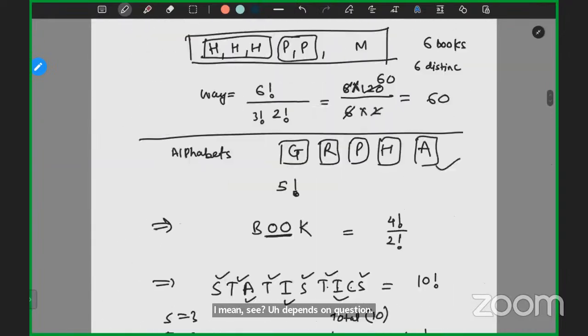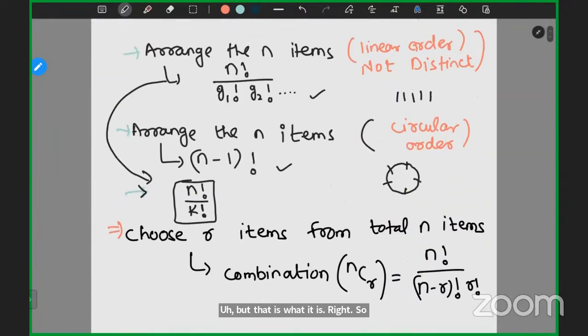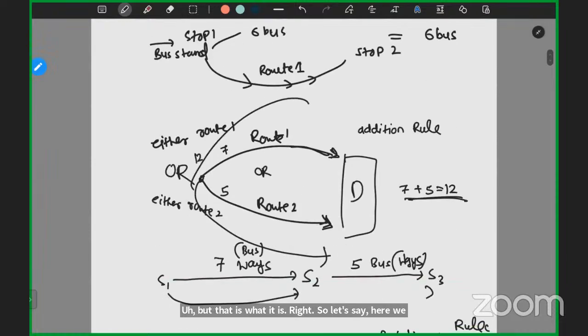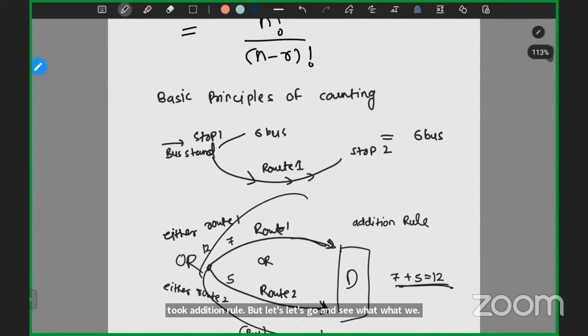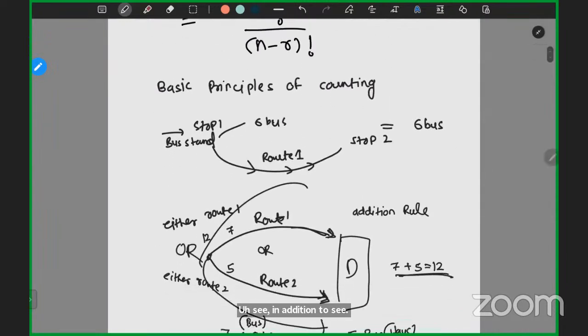So let's say here we took the addition rule. Let's go and see what we see in the addition rule. See, what I took is one route and another route, right? I can go either this way or this way. So is it simultaneous? No, simultaneous I think has a different meaning. Then I need two people, one going from this route and another going from that route or something like that.